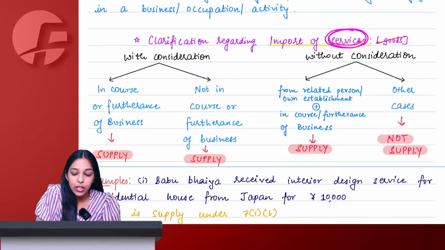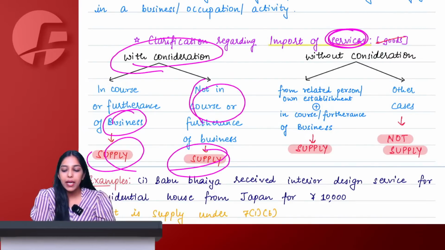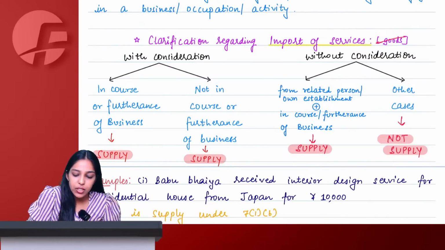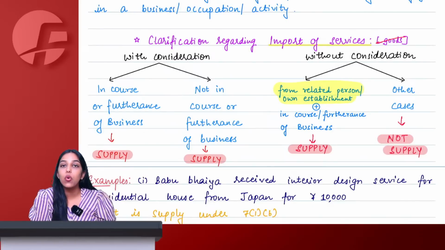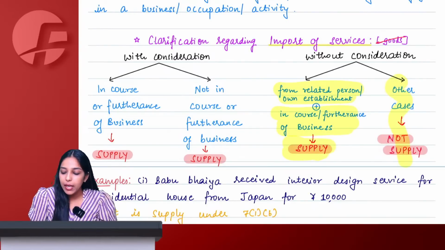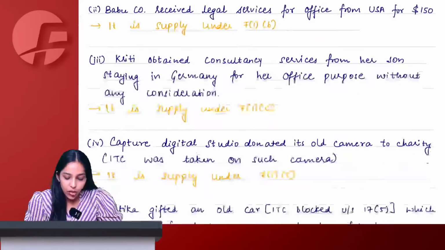Import of service, if you are doing with consideration, be it business, be it personal purpose, it is always a supply. But if import of service is happening without consideration, then what we just now saw, it has to be from a related person, own establishment, plus it has to be in course or furtherance of business, then it is a supply. Otherwise, no consideration, no supply. We move on to the golden general rule.